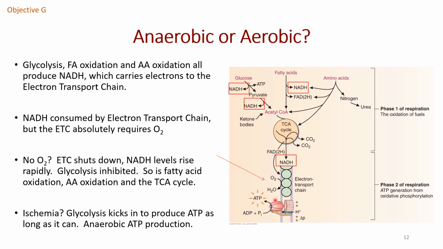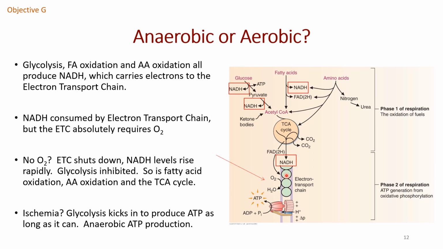So what would happen if you go ischemic? What would happen in the brain if you have a blockage, which could be stroke, or in the heart you have a blockage, which could lead to a heart attack? When oxygen is low and tissues don't have enough oxygen, the electron transport chain will not function very well. If it doesn't function very well, that means it's not going to be using the electrons that are being sent to it from these other pathways.